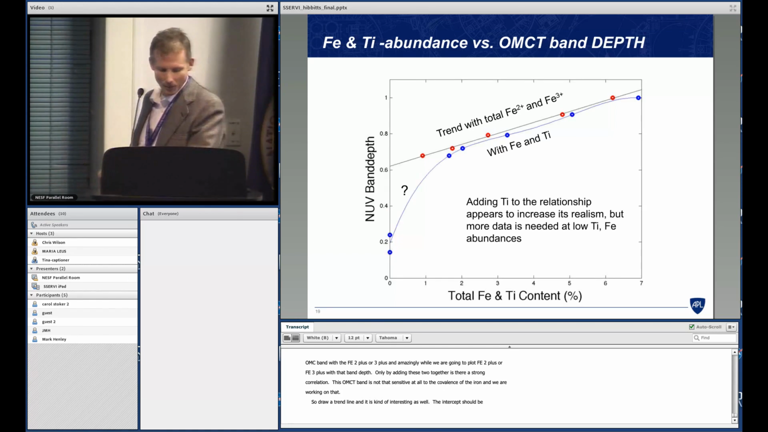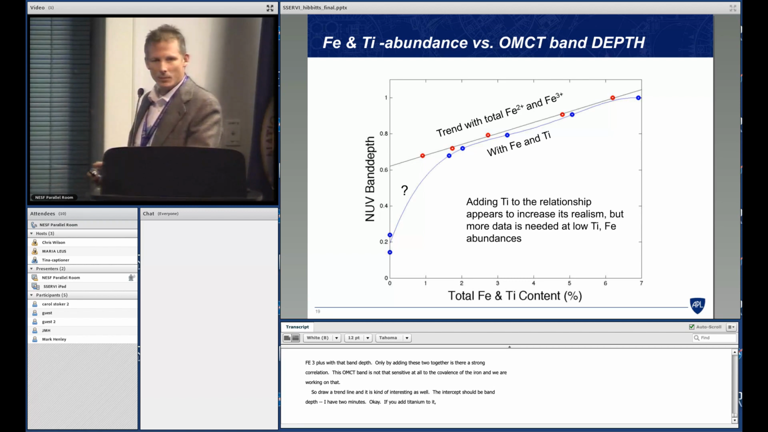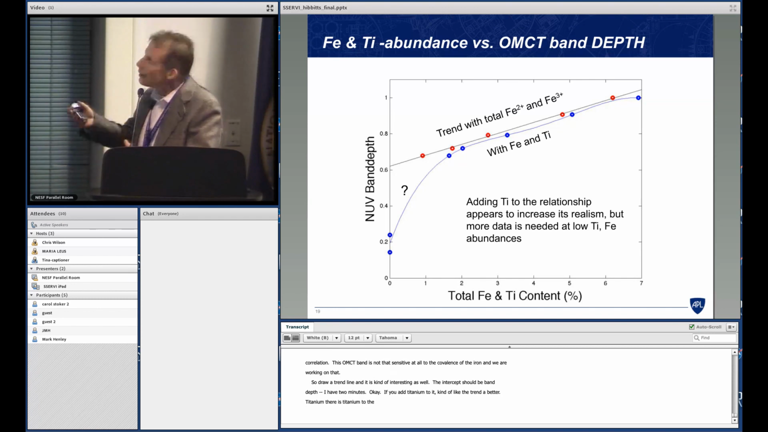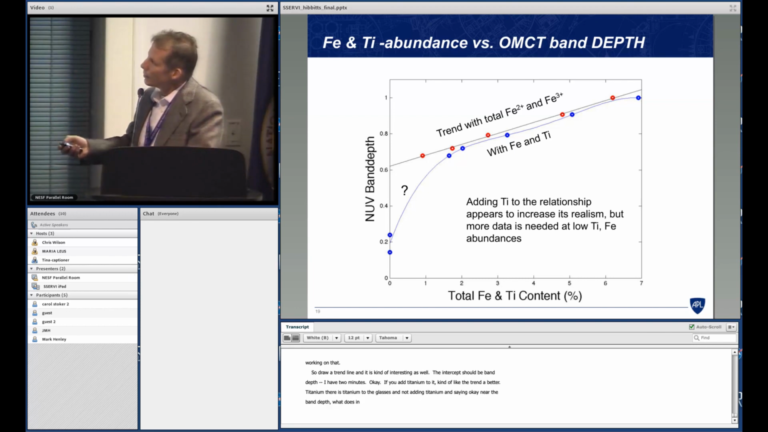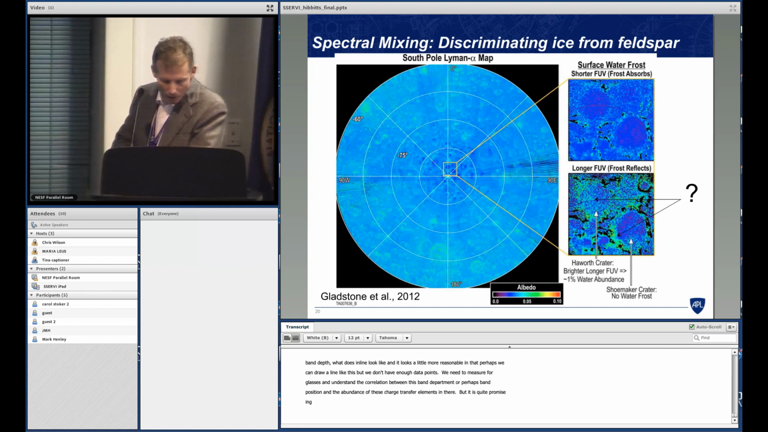Okay. So if we add titanium to it, I kind of like the trend a little bit better. Titanium is the reason I add it, because there's titanium in these glasses. I'm saying, okay, the near-UV band depth versus the total amount of iron plus titanium, what does the trend line look like? And it looks a little bit more reasonable in that perhaps we can draw a line like this, but we don't have enough data points. We need to measure more glasses to really understand the correlation between this band depth, or perhaps band position, and the abundance of these charge transfer elements in there. But it is quite promising that there is a relationship here that can hold with composition.